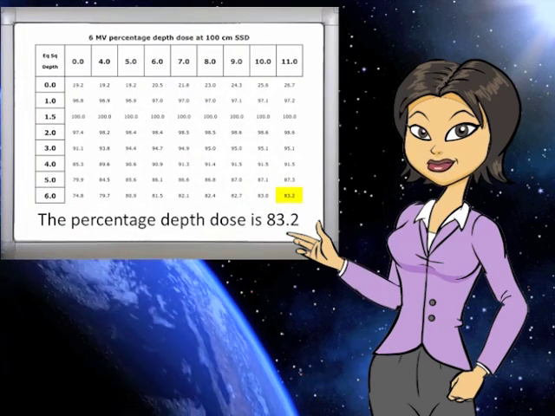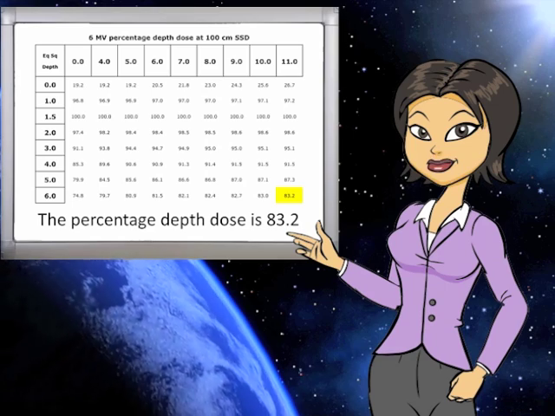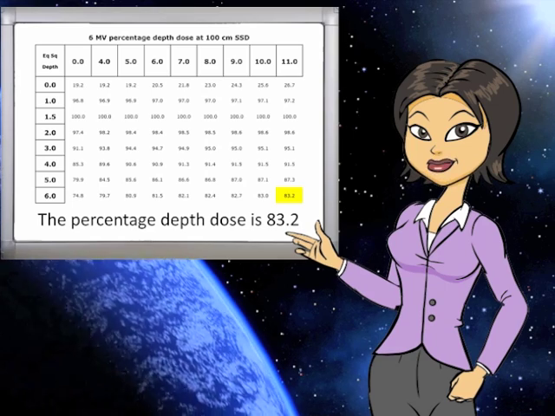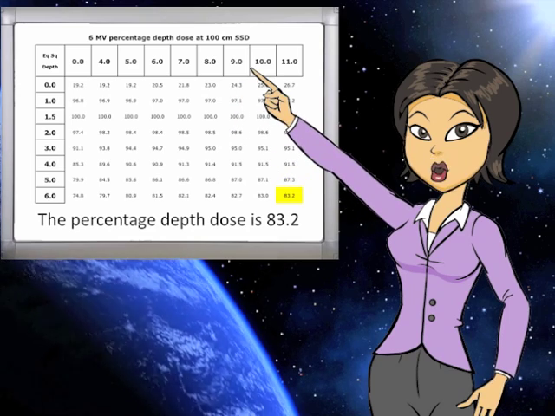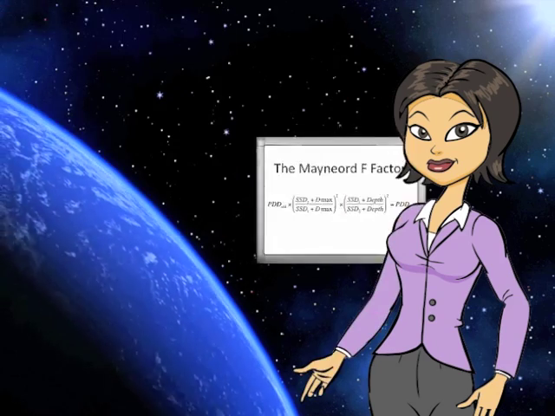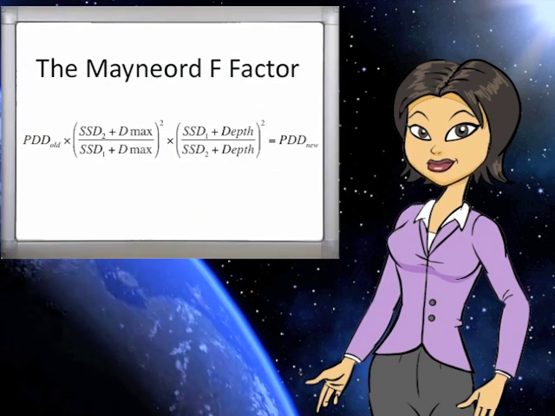In our previous example, the PDD for our scenario was 83.2% at an SSD of 100 centimeters on our 6 megavolt beam. So let's examine the Mayneord F factor.